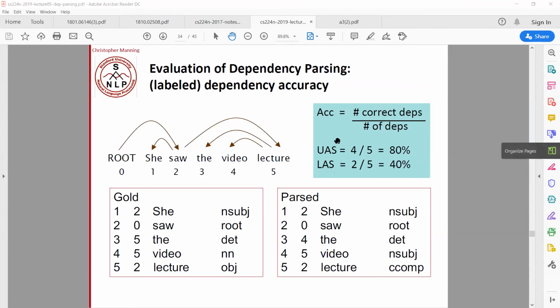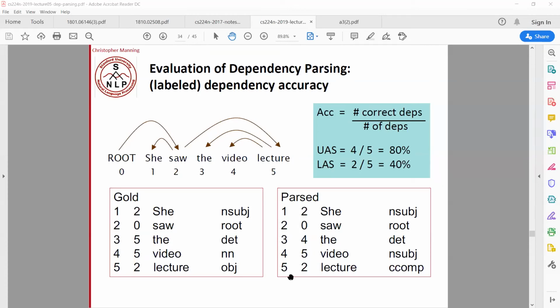So it's unlabeled attachment score and labeled attachment score. In the labeled score, you also include the labels like nominal subject, root, determiner, object, and so on. And therefore, when you get both right, then you only have 2 out of 5, as you can see from the examples, because let's see which ones are right. Root compares the gold and the parsed, and the det are the 2 which are right.